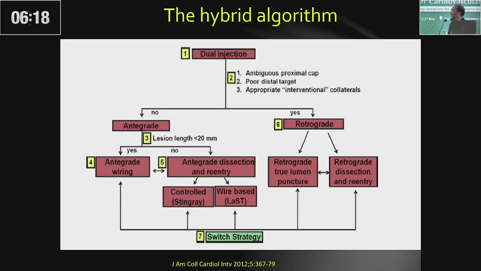But there are different algorithms. I'm showing one algorithm, and a key point of doing CTO, especially antegradely: even if there is a collateral channel, you have to give dual injection. And if there's an ambiguous proximal cap, not. If the distal target is poor, it is for retrograde, not for antegrade. So if these two answers are no, then you have to measure the lesion length. If it's less than 20 millimeter, then my topic is antegrade wiring by either antegrade wire escalation or de-escalation method or parallel wire technique.